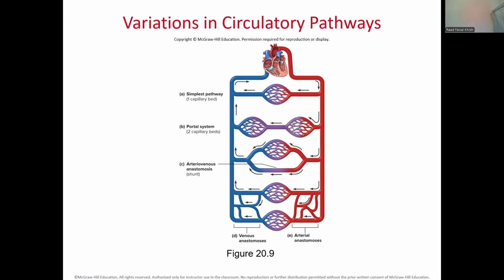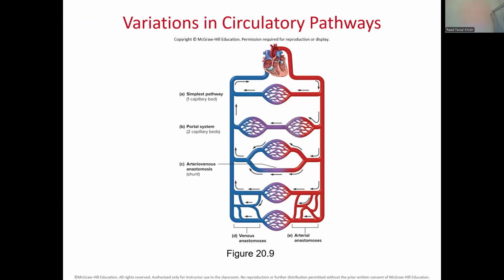Then we're going to learn about where you find a simple circulation, where you find a portal circulation. Remember in the endocrine system, the hypophyseal portal system? Yeah, it's a portal system. You go through two circulations before you go to the heart. In the liver, you have the hepatic portal system. It's another portal system.